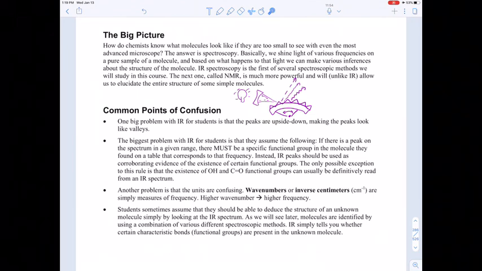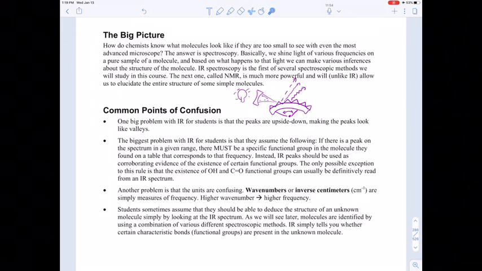So what that's saying, just because there's a peak on your IR spectrum doesn't necessarily mean that there's a functional group associated with it. However, it's good evidence to use as support of your molecule having a certain functional group. Another problem is the units can be confusing. Wave numbers or inverse centimeters are simply measures of frequency. Higher wave number means higher frequency.